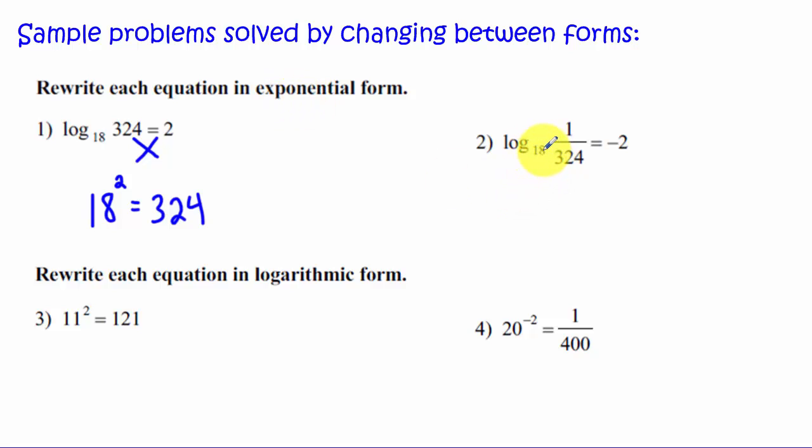Again, our base will stay the same, and these two numbers will crisscross. So we've got -2 here and 1 over 324. So 18 to the -2nd power would equal this. Now, if we go from exponential form to log form, this is our base, so we are going to have log base 11, and the exponent and this number will change places.